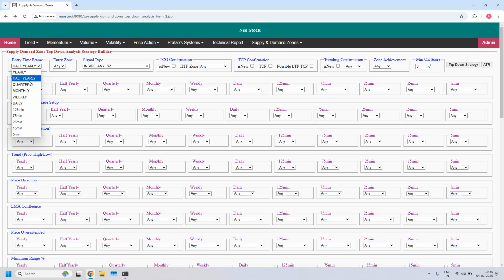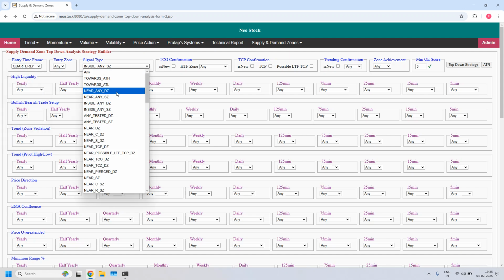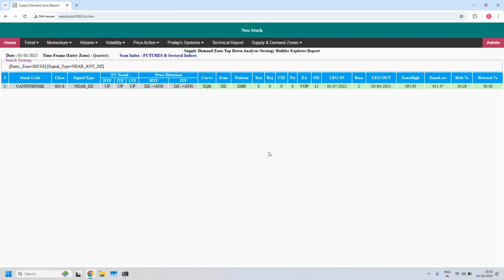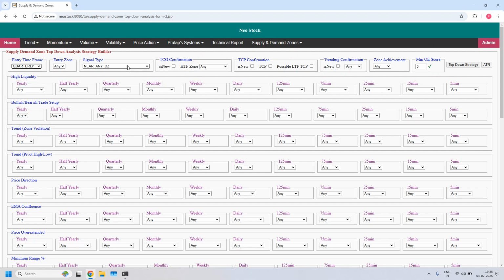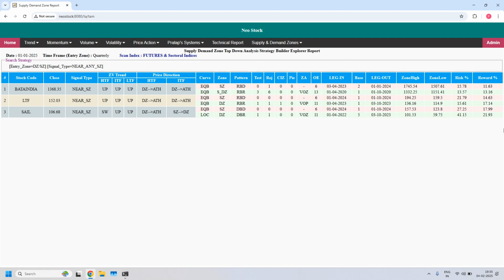Next time frame is quarterly. Stocks near quarterly demand zone. 1 stock is filtered. Next, quarterly time frame. Stocks near quarterly supply zone. 3 stocks are filtered.